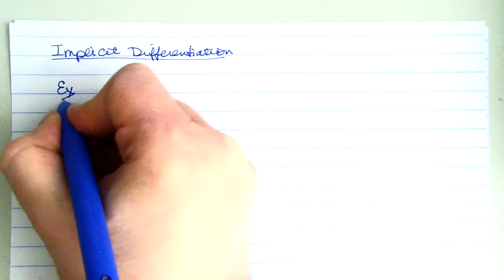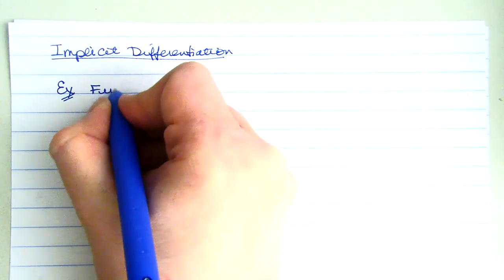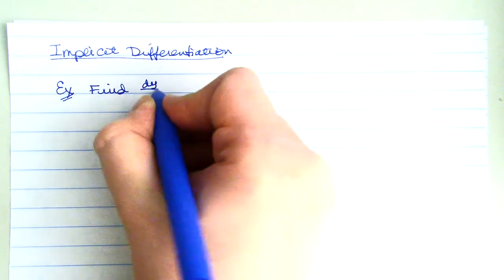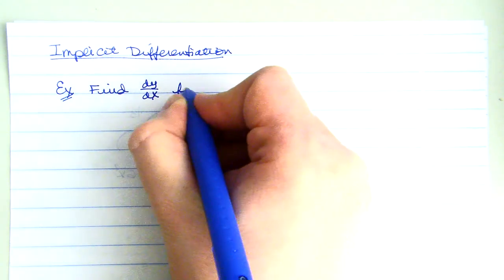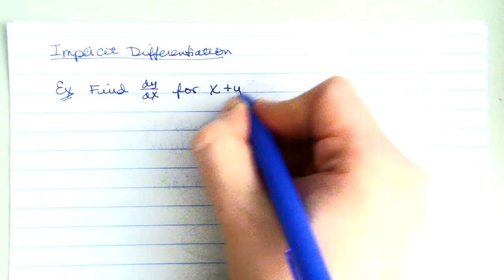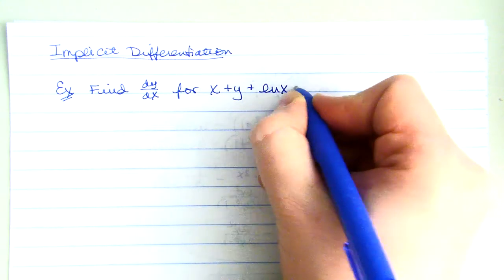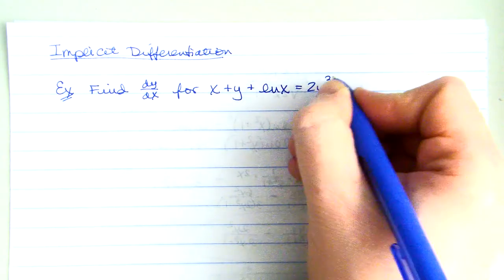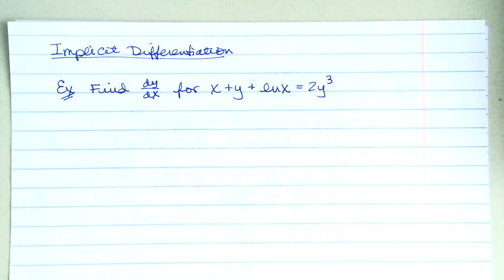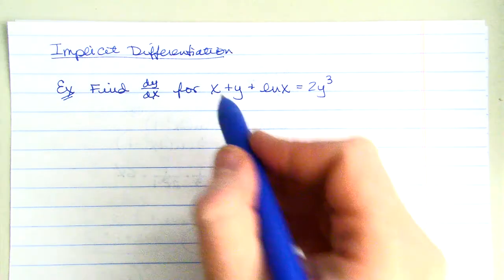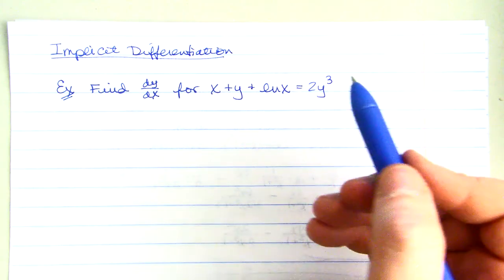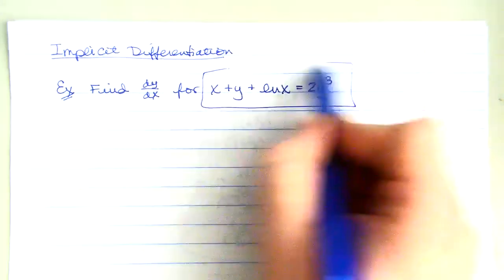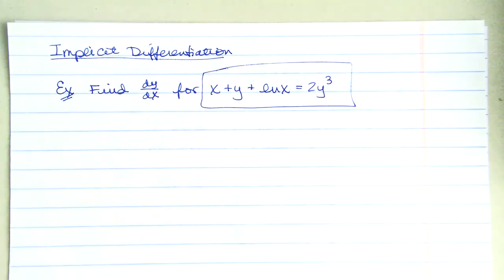First example. I want to find the derivative dy dx for x plus y plus the natural log of x equals 2y cubed. You know what might be fun to start this? Might be fun to go to Desmos and see what this looks like. How about you go do that for a moment? I'll make the video pause. Go graph the implicit function x plus y plus the natural log of x equals 2y cubed.